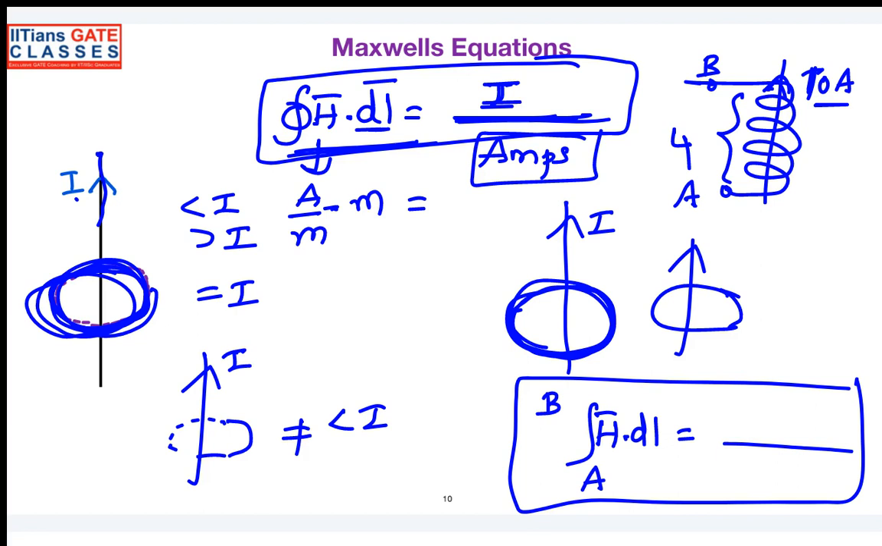Is it 40 or 10? 10 for each loop, 4 loops, 40. Exactly. So do you mean that 40 amperes of current is exactly flowing through the wire?